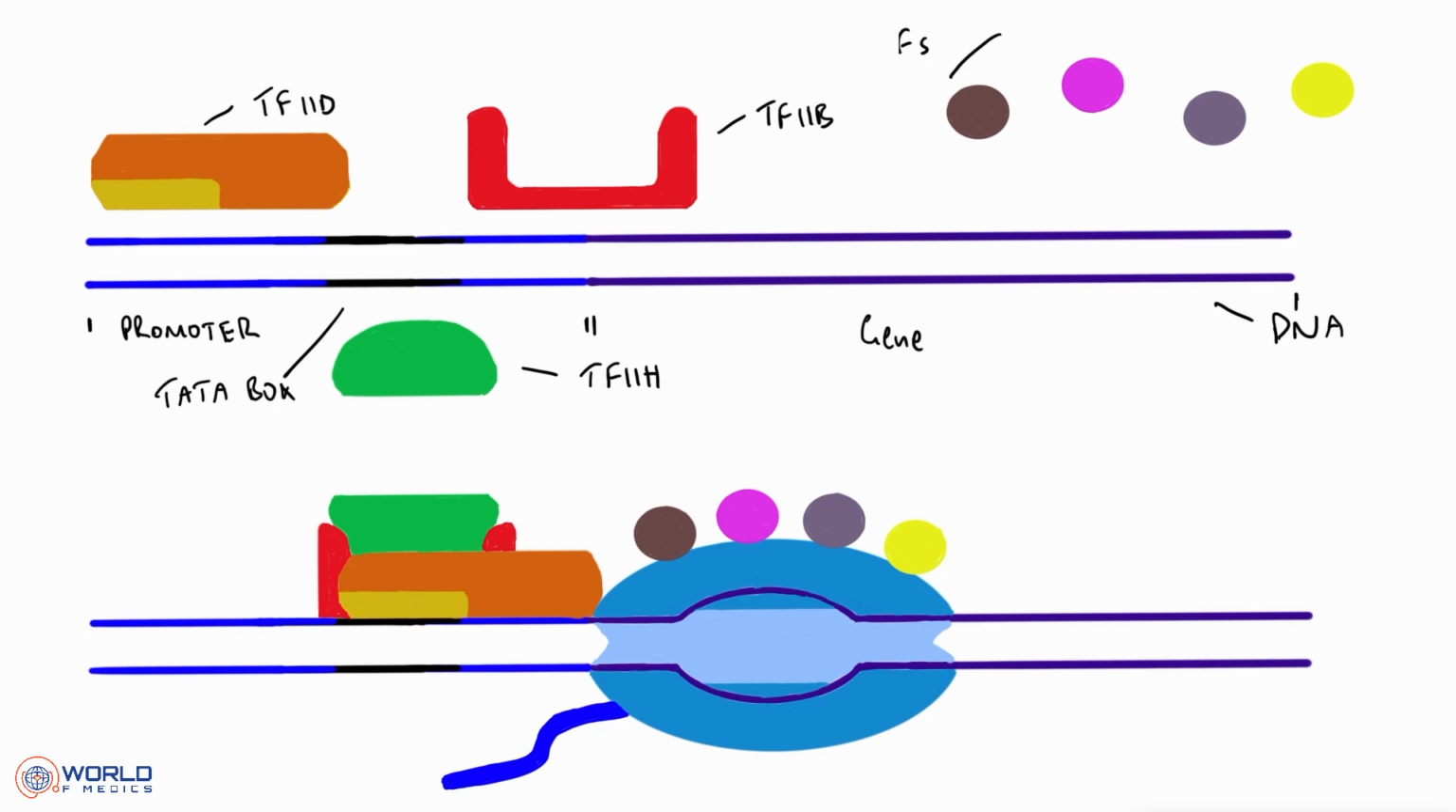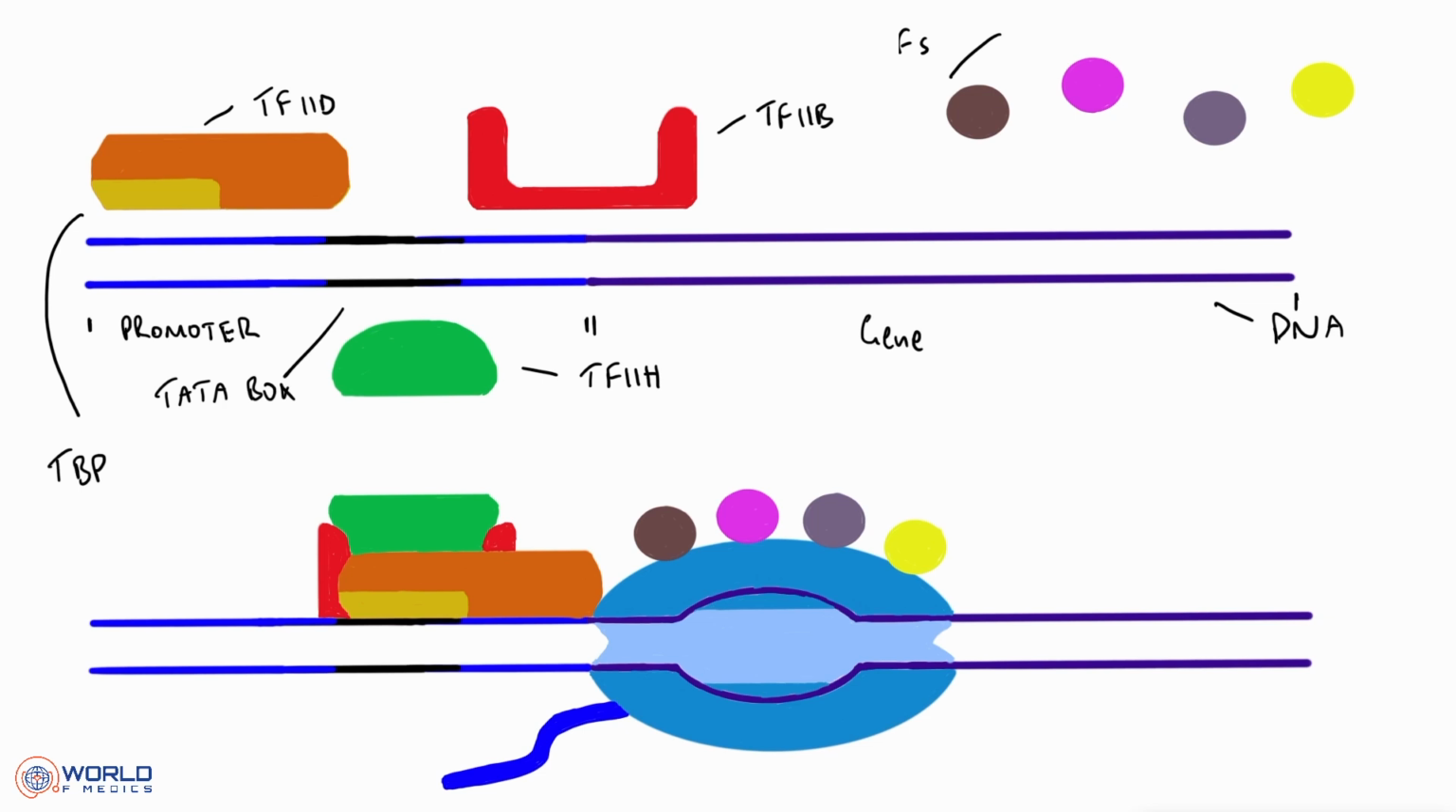So looking at the bottom diagram, let's talk about what's going on. The transcription factor 2D is the first molecule that's involved. And over here, we'll see that it's got this area that's a different color. And this is called the TATA binding protein, or TBP for short. And as the name suggests, this area is the part of the transcription factor which binds onto the TATA box.